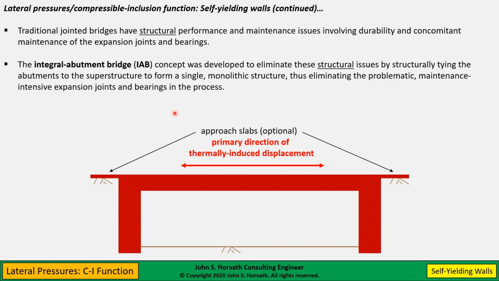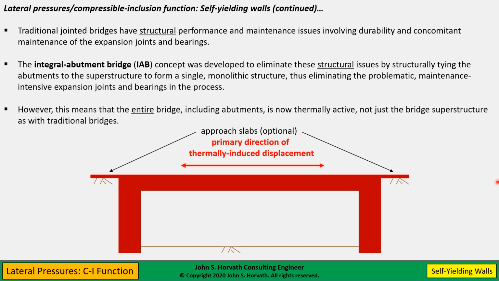One of the names one hears for an integral abutment bridge is U-frame bridge. It's like the inverted letter U, simplistically. But this now becomes a single monolithic structure. And notice that the bearings and expansion joints are gone. So poof, end of structural issues, right? Well, the problem is that now this entire bridge, including the abutments, is thermally active. So the seasonal expansion and contraction that used to be limited to the superstructure or deck now includes the superstructure plus the abutments.